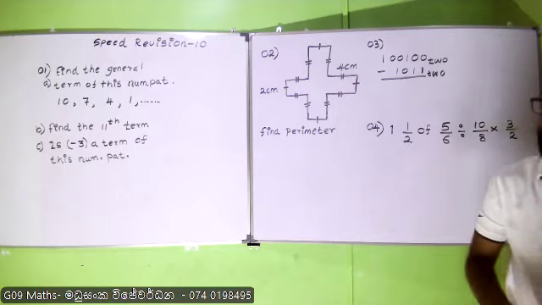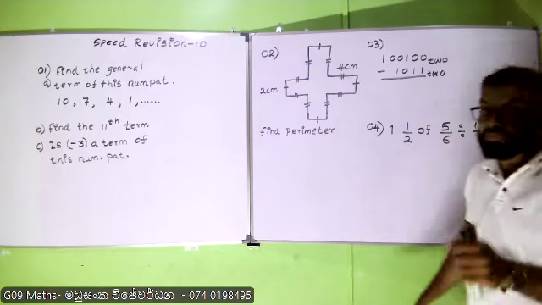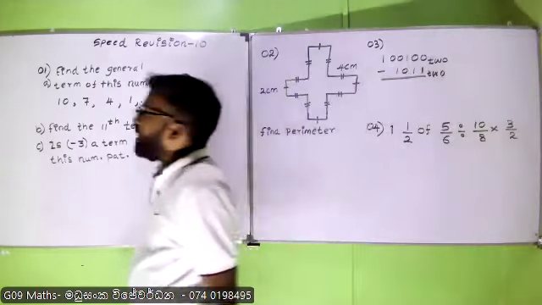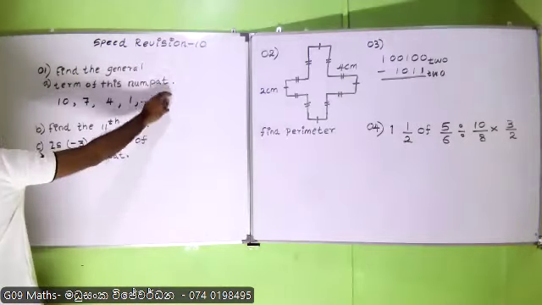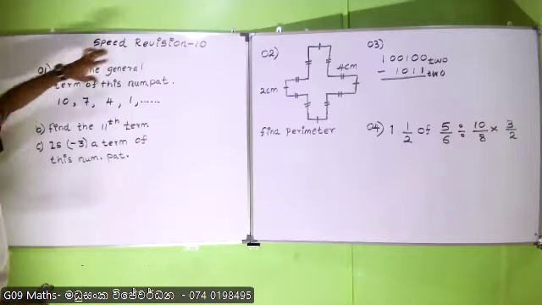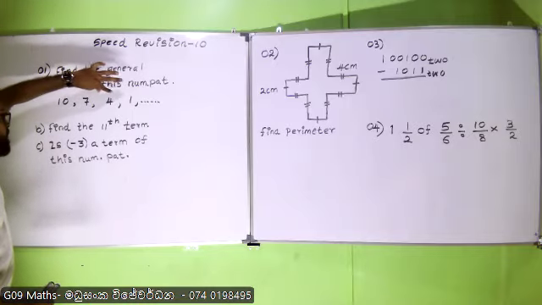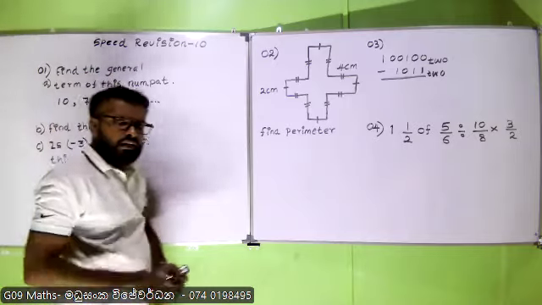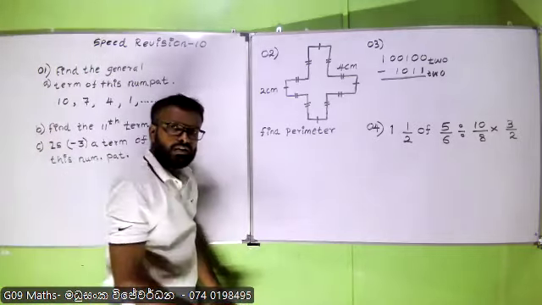Another 30 seconds remaining. Sorry. Now it is 15 seconds. Okay. I am going to start discussing. Find the general term of this number pattern: 10, 7, 4, 1. It is a decreasing number pattern, right?